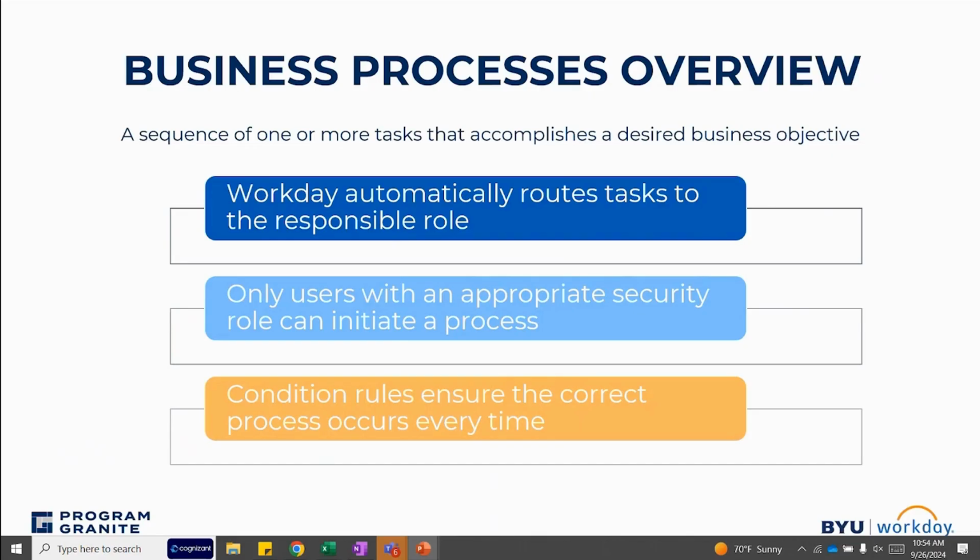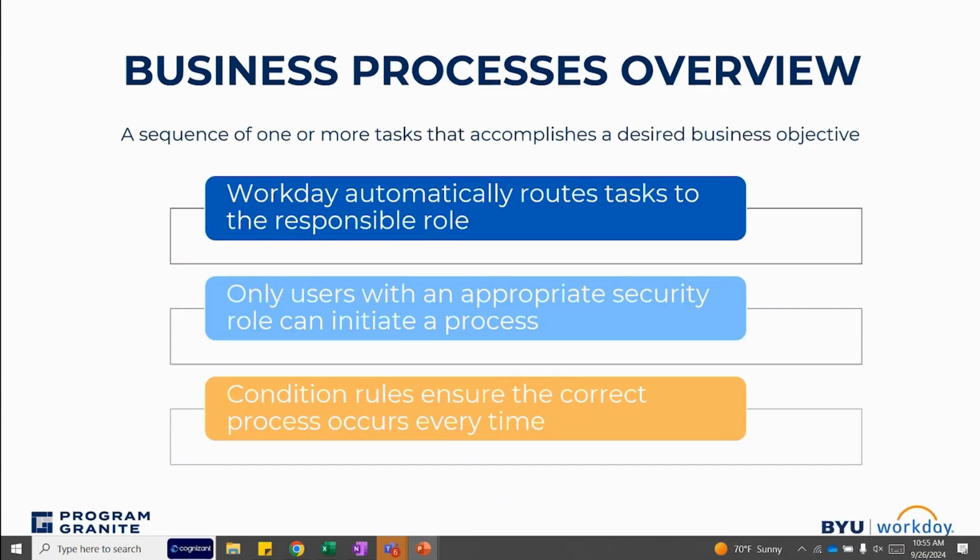So for example, maybe I'm in the COE or maybe I am in another department and I'm transferring an employee to your department, well, maybe that'll route to you or somebody in your area because, again, it's in your organization. So security, again, always is wrapped up into all of these different concepts. But at its core, a business process will automatically route tasks to responsible roles related to security. And condition rules ensure the correct process occurs every time.